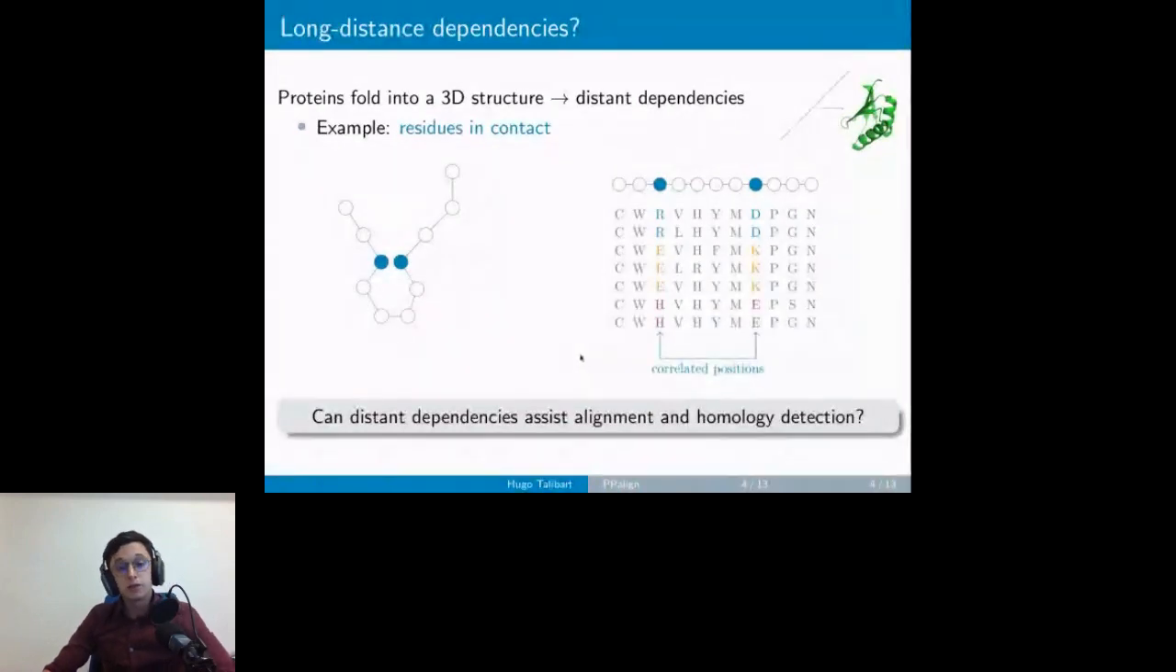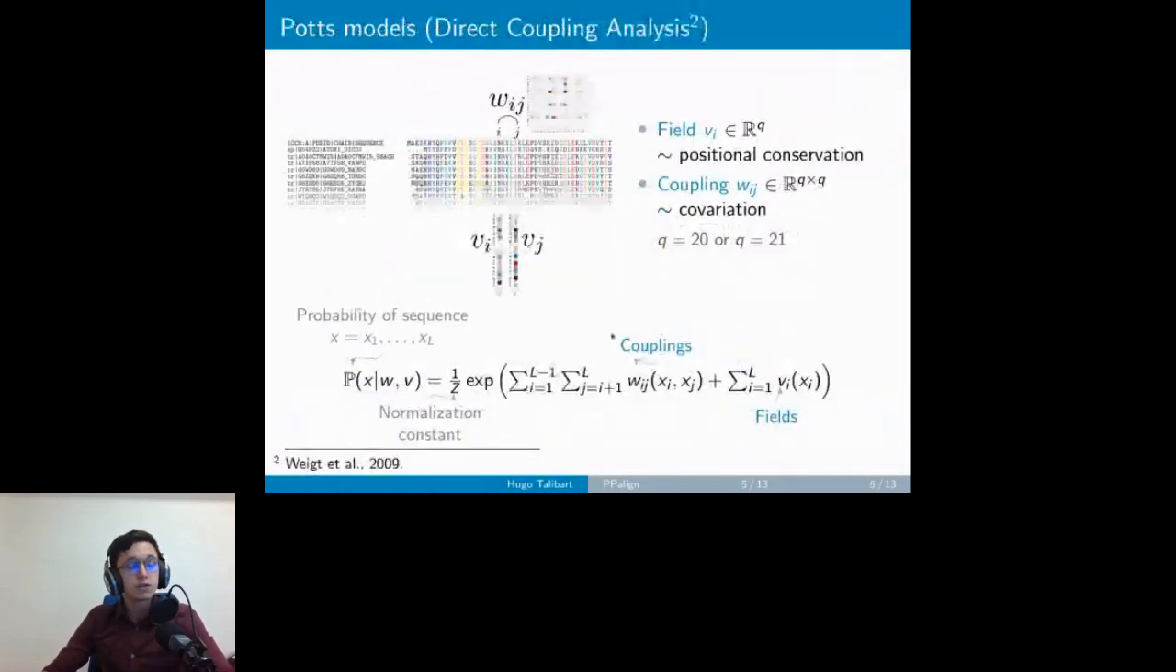And these dependencies cannot be modeled by profile hidden Markov models since they model each position independently. So instead, we decided to rely on a different model, the Potts model, which you probably know for its success in contact prediction. As introduced by direct coupling analysis, a Potts model represents a multiple sequence alignment of protein sequences. Typically, it would be an alignment of a sequence of interest and its close homologs. And it defines a probability distribution which looks like this.